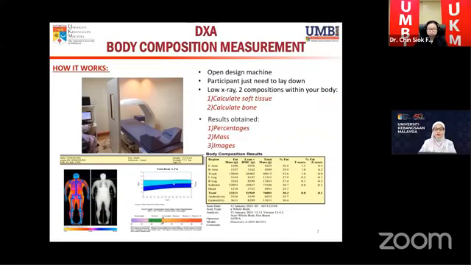This is an example of the DEXA machine. It is an open design machine and the participants just need to lie down on the machine. It uses low X-ray energy and measures two compositions within your body. First, the soft tissue, and second, your bone. The results obtained from DEXA will be in percentage, mass, and images. And this table here shows an example of the body composition results.